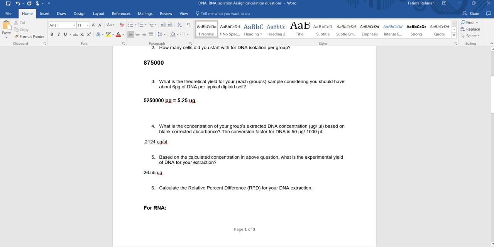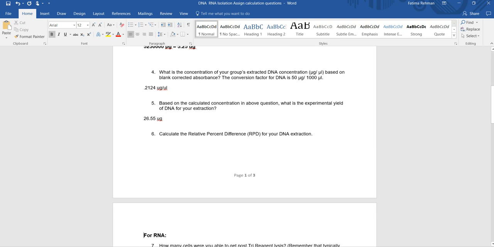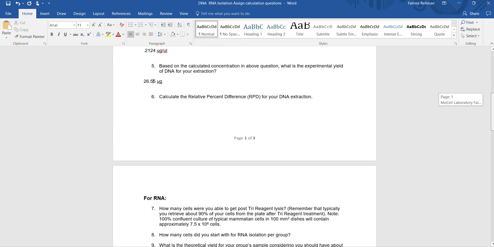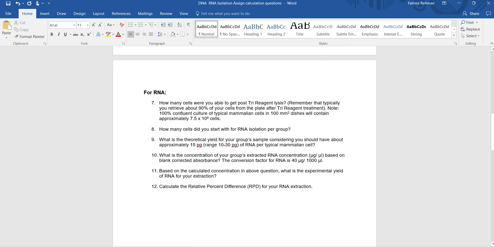Now again, I used an imaginary number here, so all this stuff is incorrect. It's not exactly what you would be getting. So obviously the RPD calculation is not going to be correct. However, you would do the same thing: the absolute difference between the experimental and the theoretical value, divided by the average of the two, multiplied by 100%. That gives you the actual RPD of your sample.